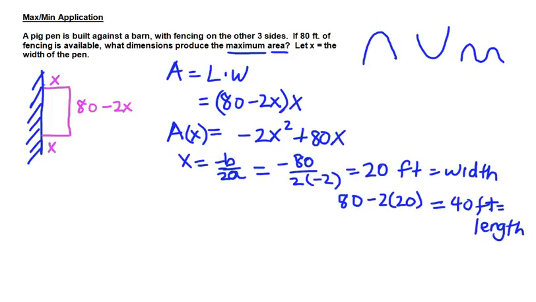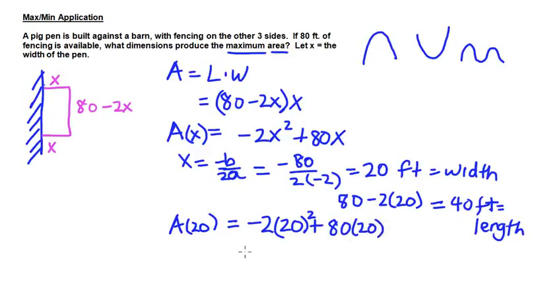And one question that we're not asked here, but we could find out if we wanted, would be to find the actual maximum area. So let's go ahead and do that. We're going to get the maximum area when x is equal to 20, so we'll plug that in and just say A of 20, or the area when x is equal to 20, is equal to, going back to our quadratic equation, we get negative 2 times x squared, so that's 20 squared, plus 80x. So that's 80 times 20.